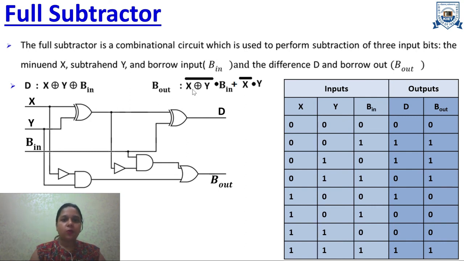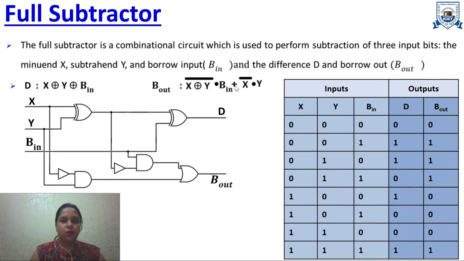For b out, we need the complement of x XOR y. So x XOR y is produced here. To make the complement, we must apply it through the NOT gate. Then it is ANDed with b in. So the b in input is here and it is applied to the AND gate. So here we are having the complement of x XOR y and b in, and these are ANDed. So this expression is generated over here.